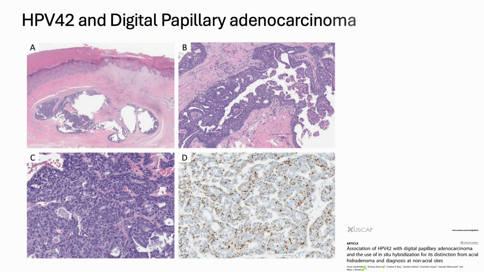So here's an example of a digital papillary adenocarcinoma diagnosed with the help of HPV42 in situ hybridization. So you can see we're on a digit. This is acral skin. It's quite a small tumour. It has cystic areas. It has papillary projections. It has cribriform areas. Here, zooming in at the papillary projections, there are more solid areas which still have cribriform areas, and this is the HPV42 in situ hybridization, which enables accurate diagnosis.